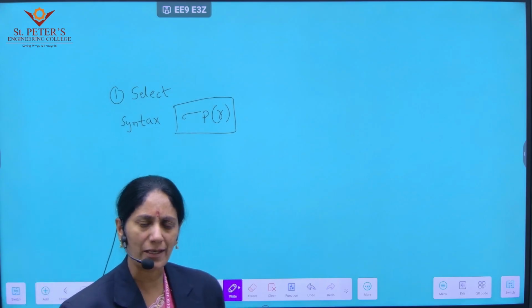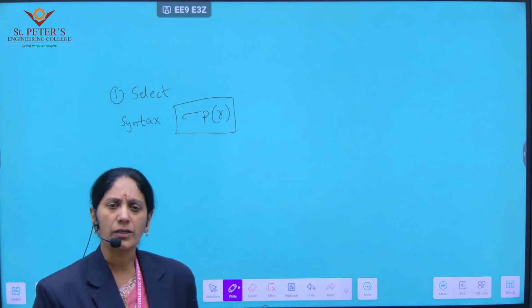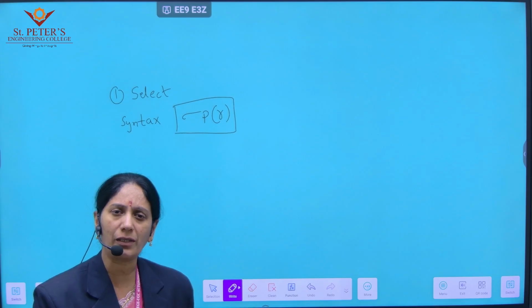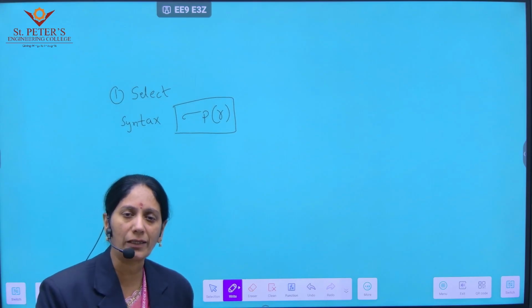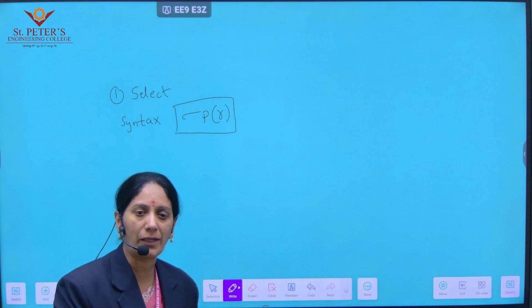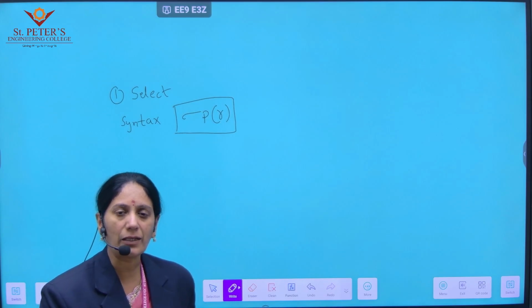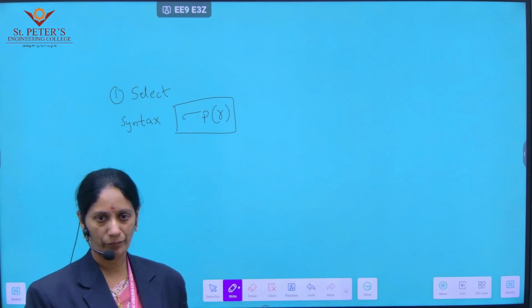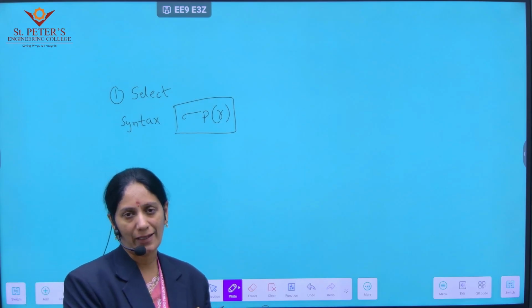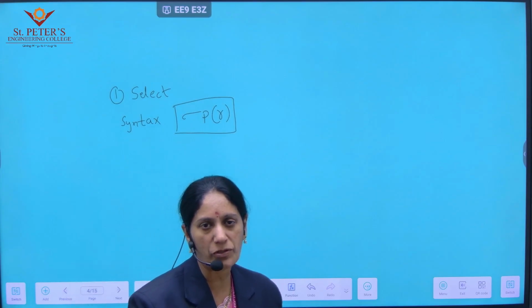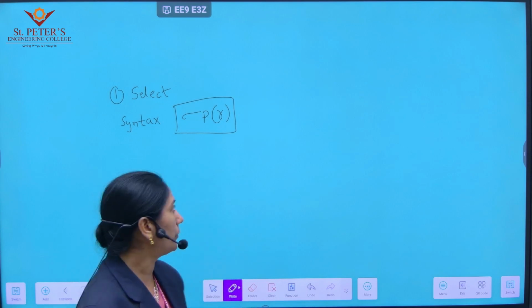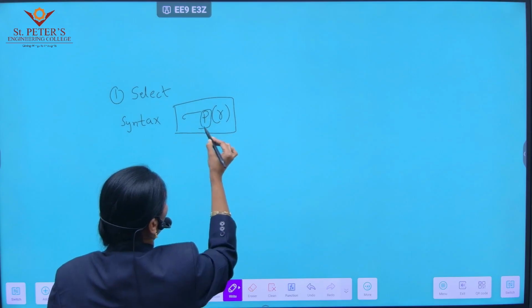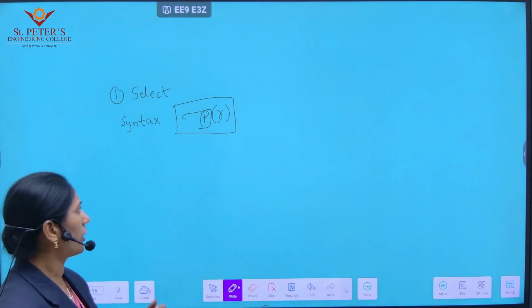What is meant by select? Select is to select the data from the relational database. How do we select the data? By performing predicate operations. Based upon the predicate, the data can be retrieved from the relation. Select means selecting the tuples from the relation using predicate conditions. Predicate is where different types of operations can be used. We'll see them one by one.